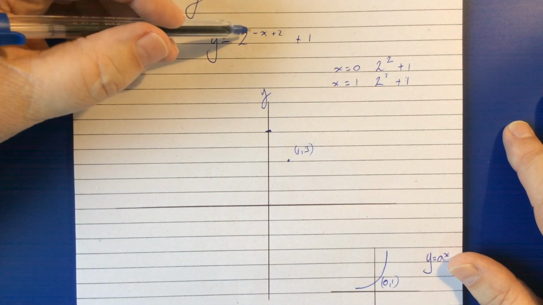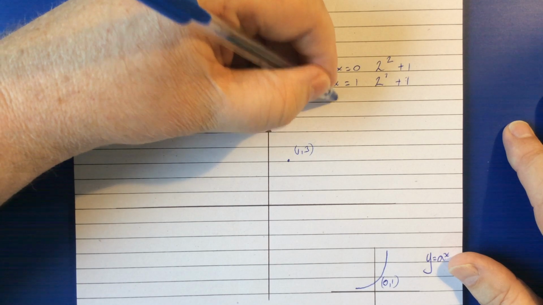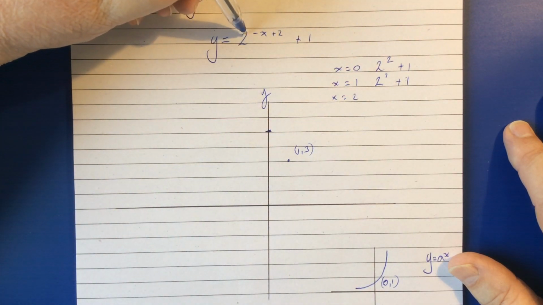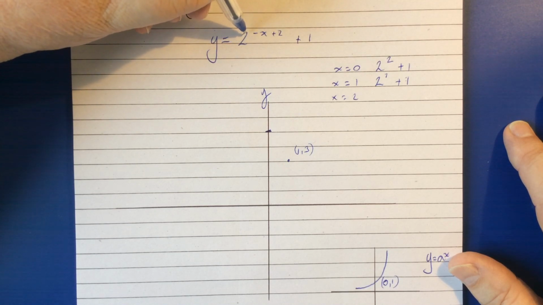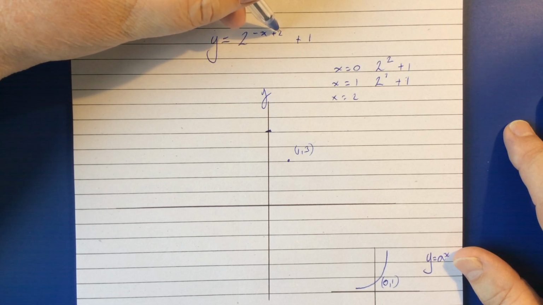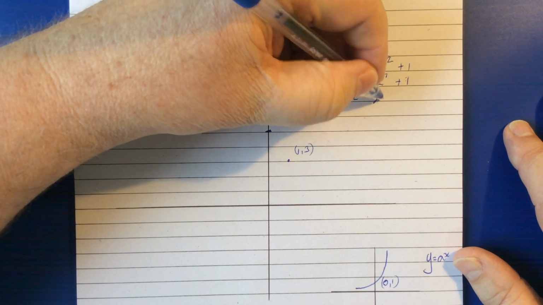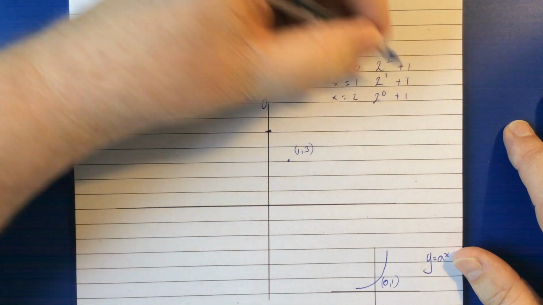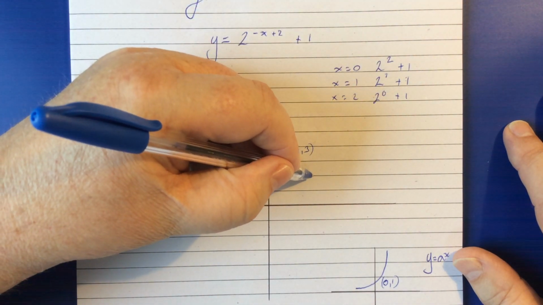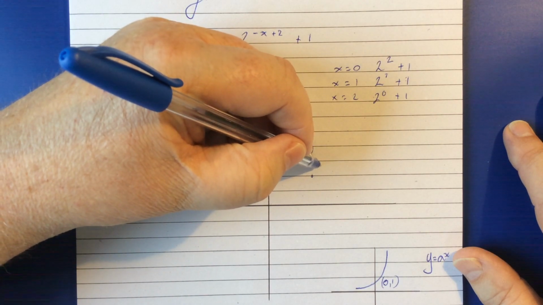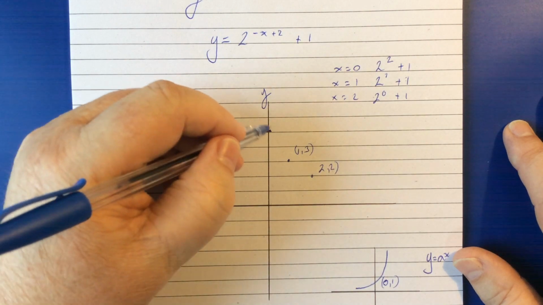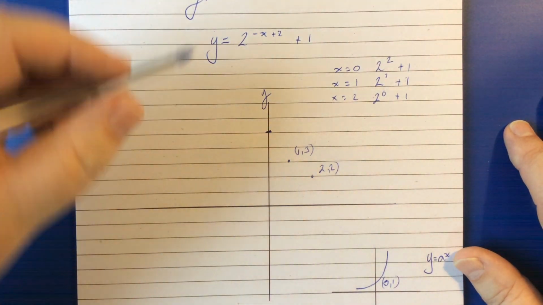Well, we'll make x equal 2. So that is 2 to the power of negative 2 plus 2, so that is 2 to the power of 0, plus 1. 2 to the power of 0 is 1. 1 plus 1 is 2. So at this point we are at 2, 2. And we can see a pattern emerging, I think.